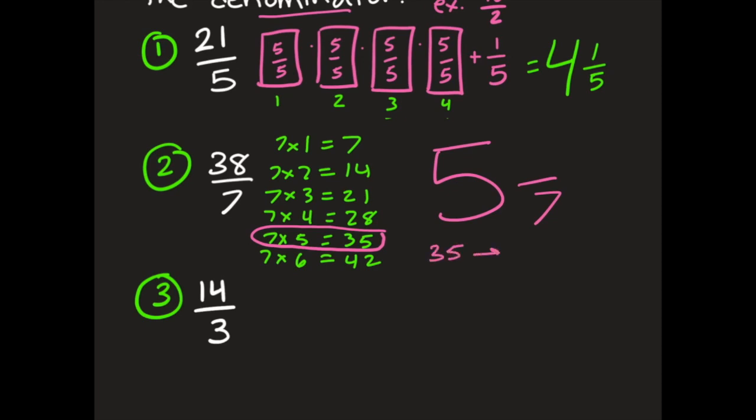And I need to get to 38. So how many does it take to get to 38? 35, 36, 37, 38. 3. So I'm missing 3. So my answer is 5 3/7. So this way I'm using multiplication to get as close to 38, my numerator, as I possibly can, and then find out how many more I need to get to my number, and that becomes my numerator.